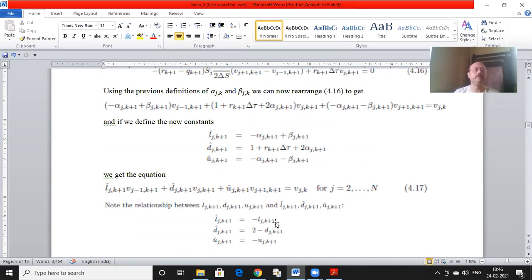Why do we need this? Because when we use them together in a scheme like the Crank-Nicolson, then we don't want to be working with two different sets of variables. So we want to relate them to each other so that we can translate one to the other.